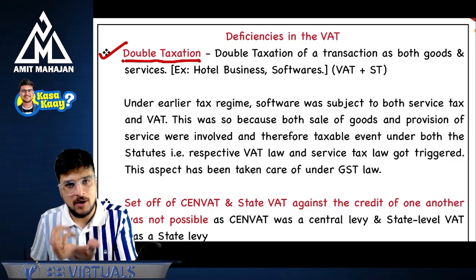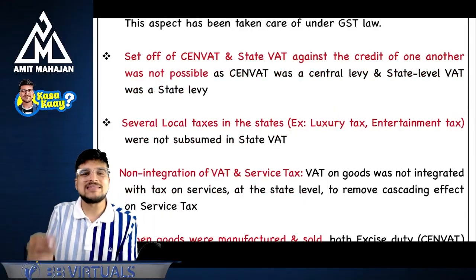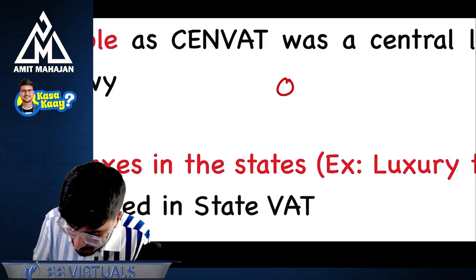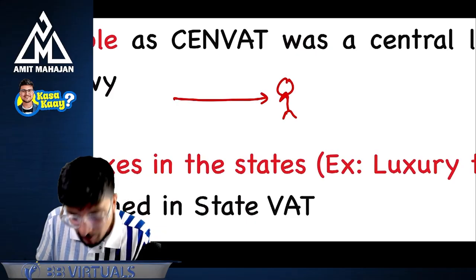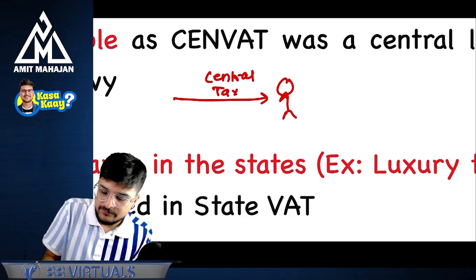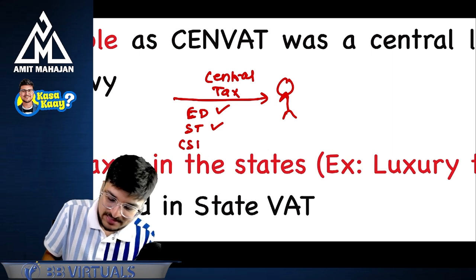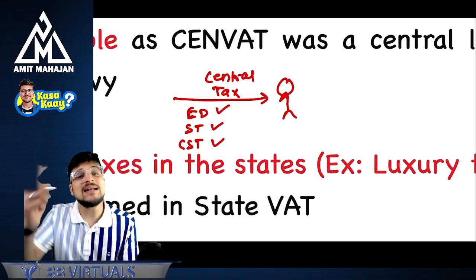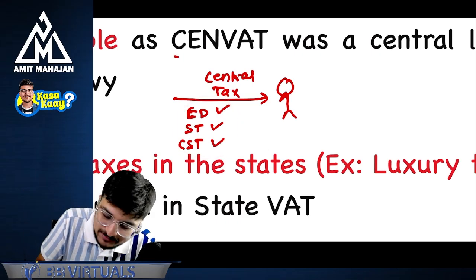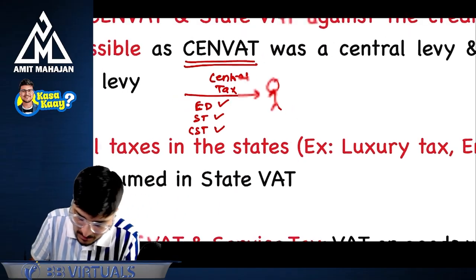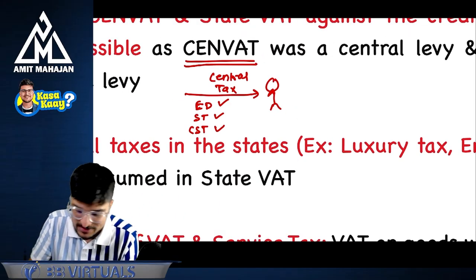Okay. So this is the point of double taxation. Now, set off of Senvat and State VAT. What is the meaning of Senvat? Please understand. Earlier, whatever was the inward supply on which central tax was applicable, which means it can be excise duty, service tax, or central sales tax, I was getting a credit of this, right? So credit of all the central taxes was known as Senvat.